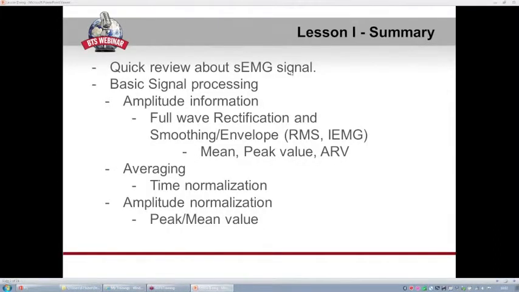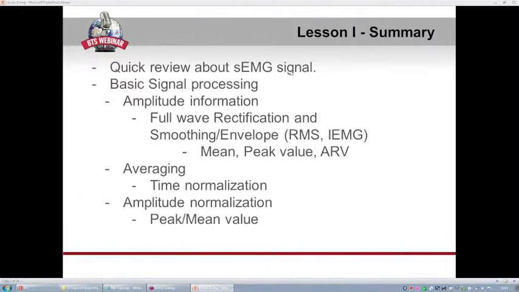This is what you saw during the first lesson. If you remember, we started with a quick review about the surface EMG. We talked about some common signal processing tools useful to extract amplitude information from the signal. This can be useful, for example, to understand how much a muscle is active, or if one muscle is more or less active in one condition with respect to another condition, and so on.